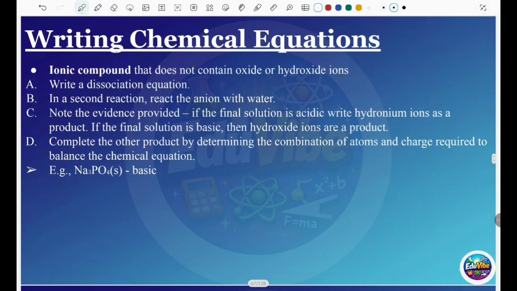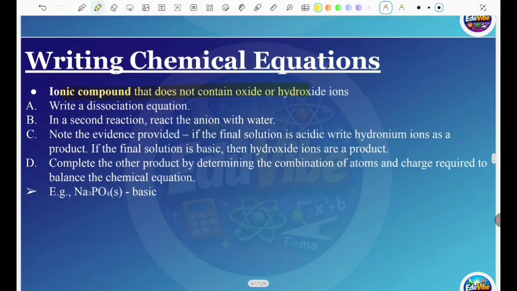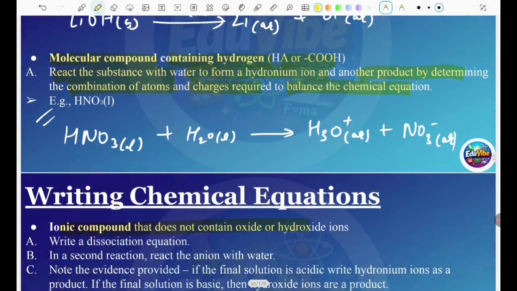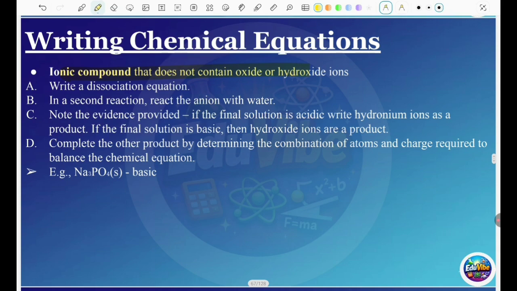Next we have an ionic compound, a compound which has ionic properties. An ionic compound here does not contain oxide or hydroxide ions. This one has a hydroxide ion over there, but this is an ionic compound which does not have any hydroxide ion on the outside.